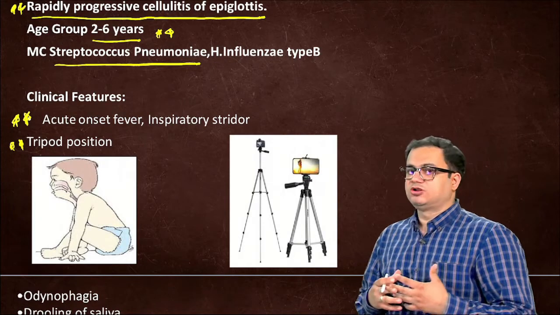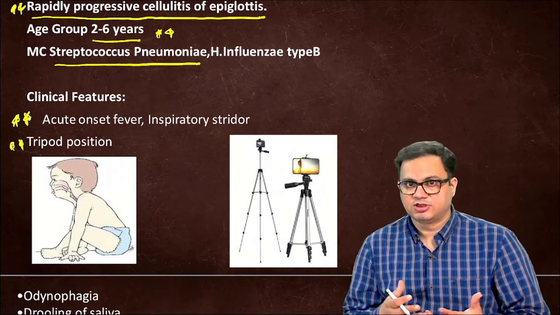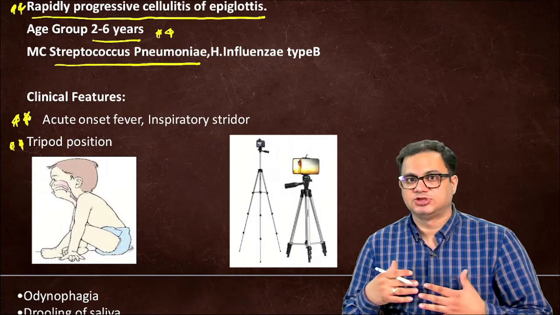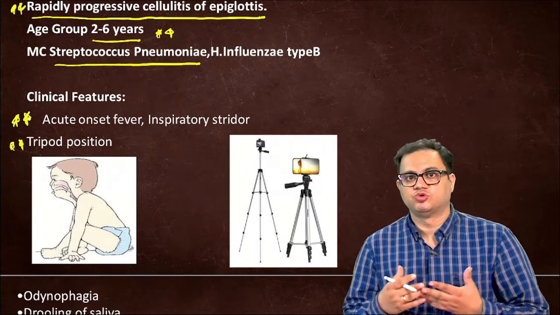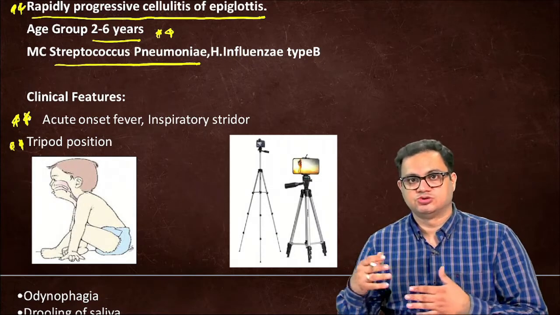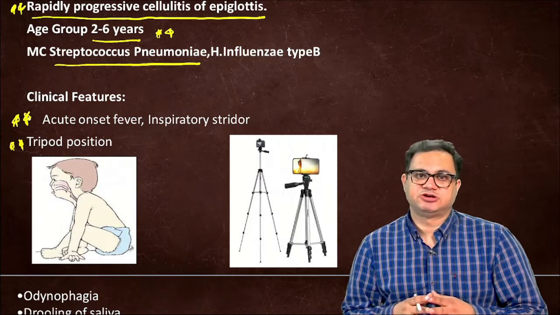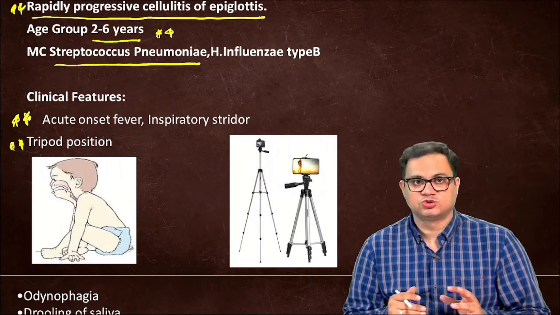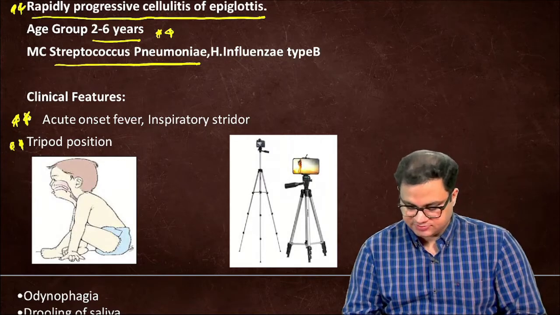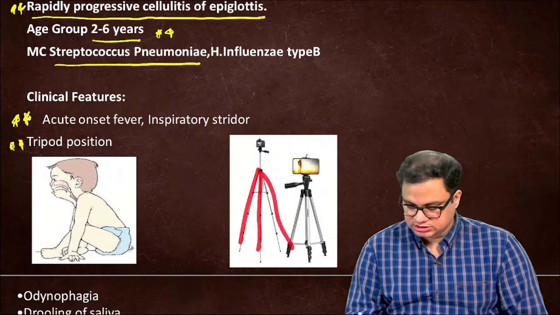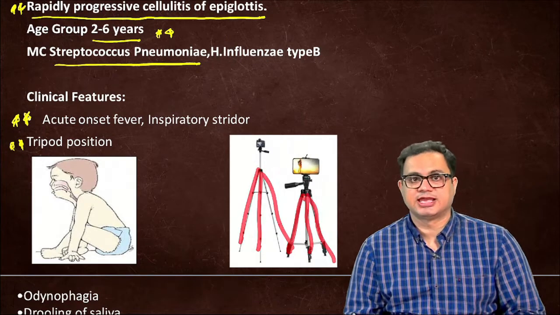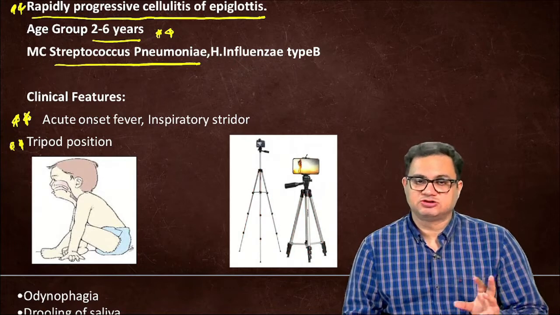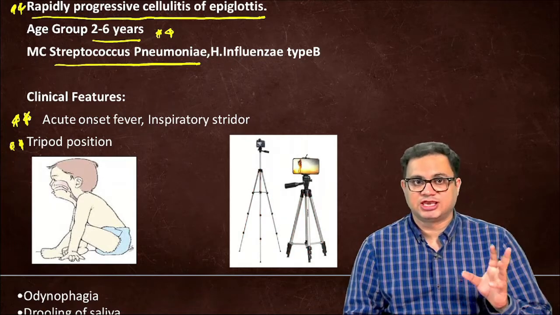This will give more airway, so it will buy time. The patient is basically trying to improve his respiration, as he is having an inspiratory stridor. This is known as the tripod position because it resembles the tripod on which we usually put a camera. So the patient will present to you in emergency with acute onset fever.